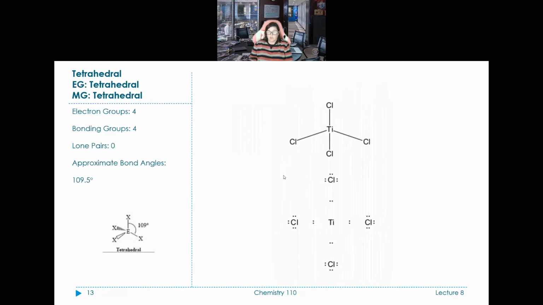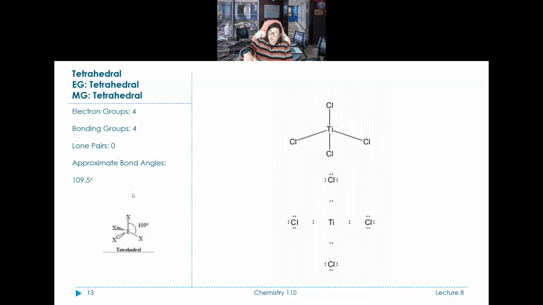4 electron groups. This base structure is called a tetrahedral structure. So again, the electron groups are tetrahedral. When we have all 4 of them explicitly shown with 4 atoms, that's a tetrahedral molecule. It's 4 electron groups, 4 bonding groups, no lone pairs. The approximate bond angles are 109.5 degrees.